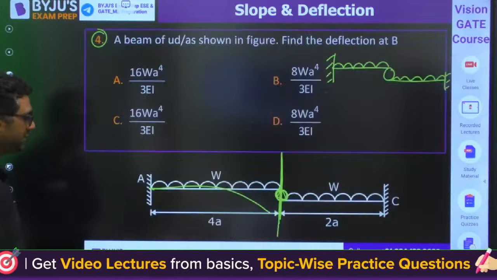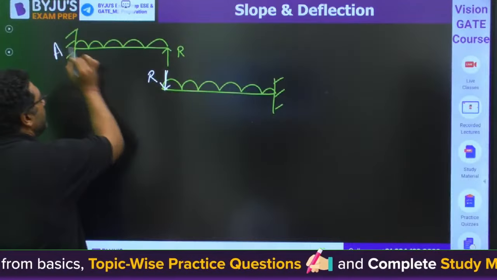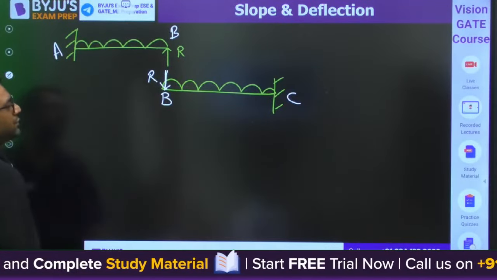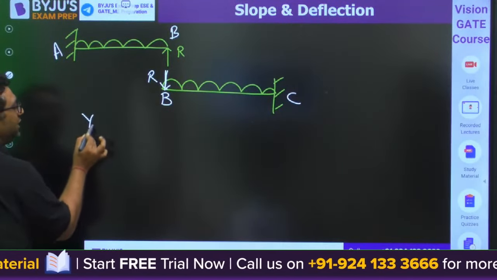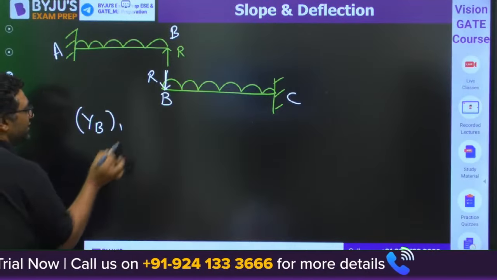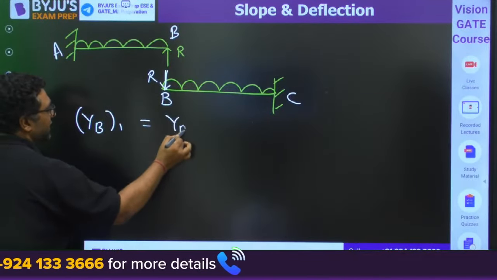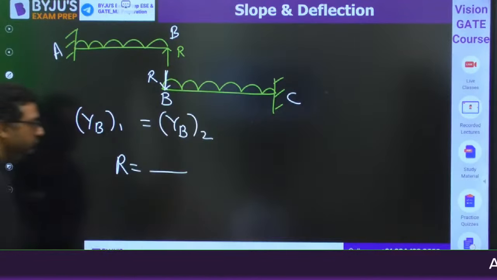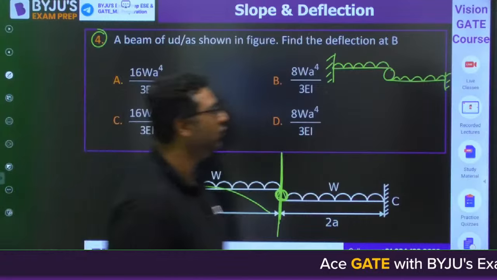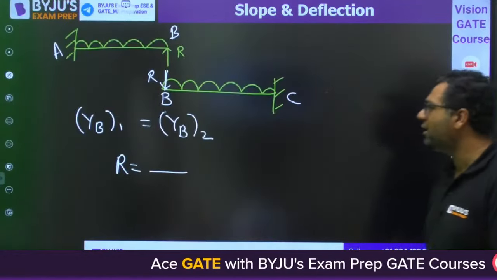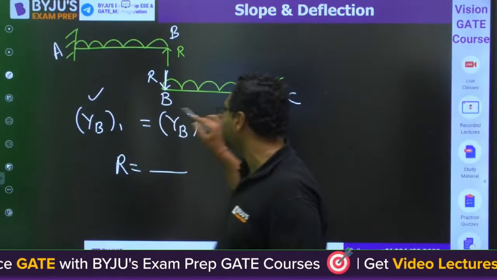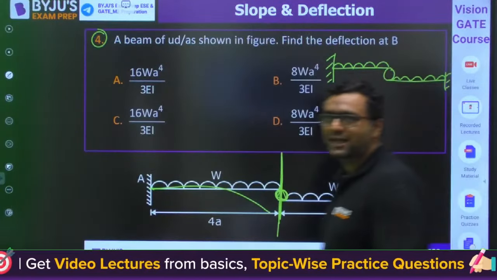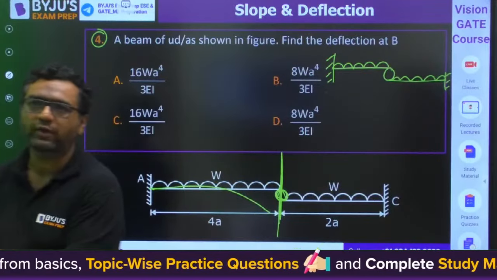So if this is A, B, B, C, you need to find out that deflection at B for the first beam is equal to deflection at B for the second beam. This will give you the value of R. After that, you put the value of R in any of the equations and you will get the answer. Hint I have given, options are in front of you. Try to solve it.